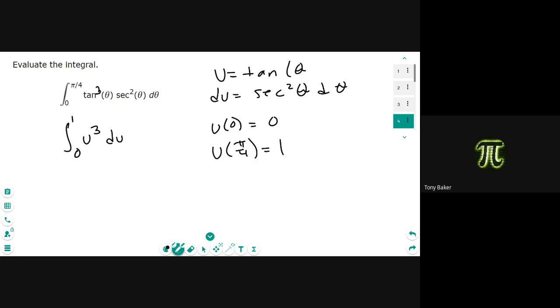So the integral of u to the third is u to the 4th over 4, and we're evaluating from 0 to 1. So the answer is 1/4.